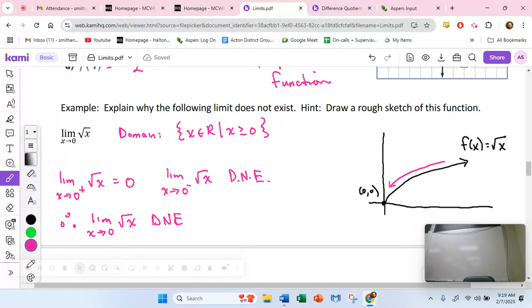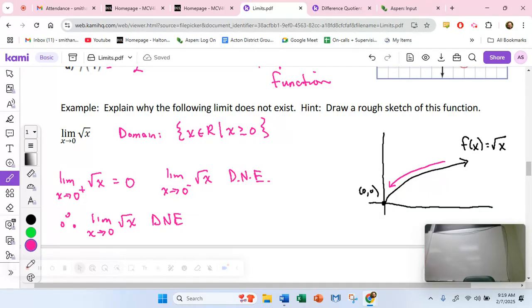If I could tease just the tiniest little bit, a few days from now, I'm not going to give away too much. You guys know how we've been finding instantaneous rate of change, right? Slopes of tangent lines. If I asked you guys to find the slope of the tangent line at 0, what would that look like for this function?